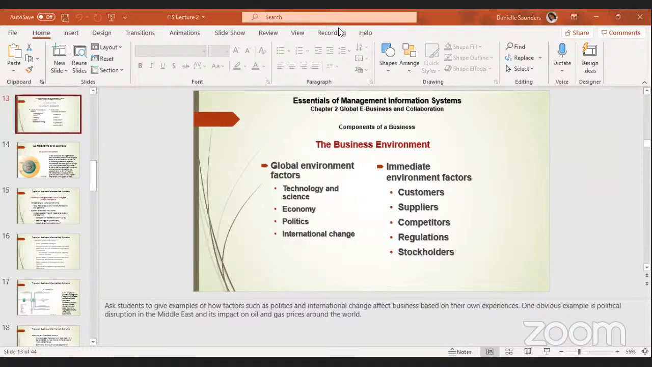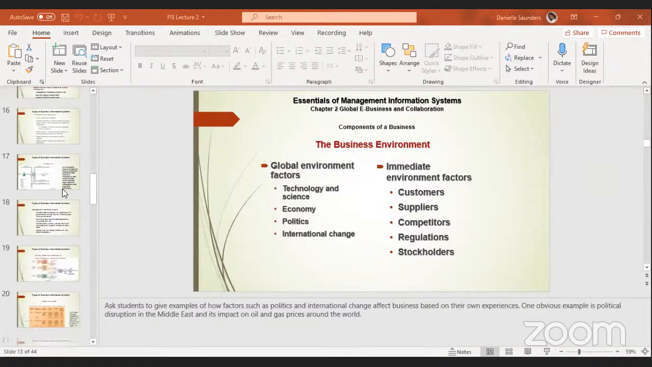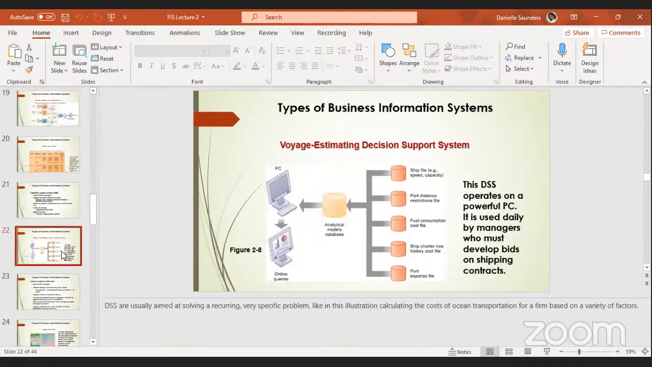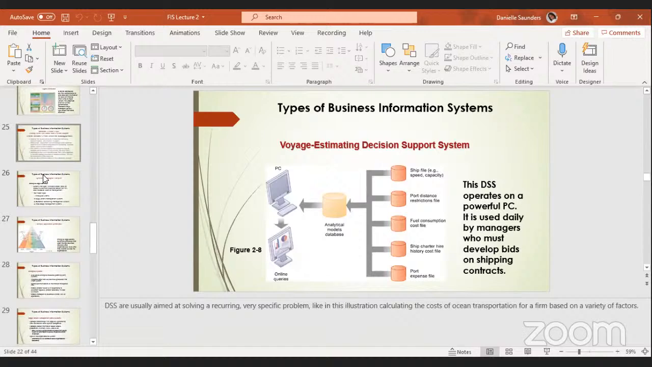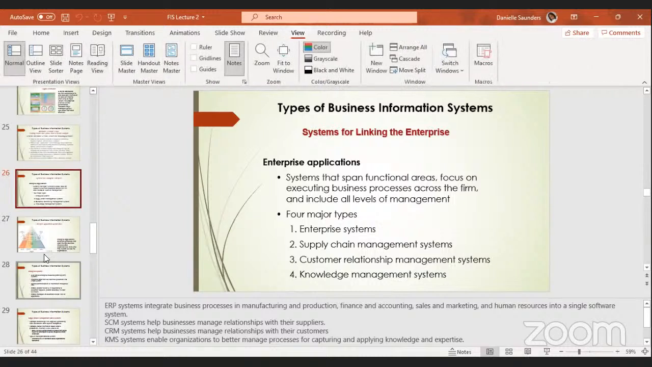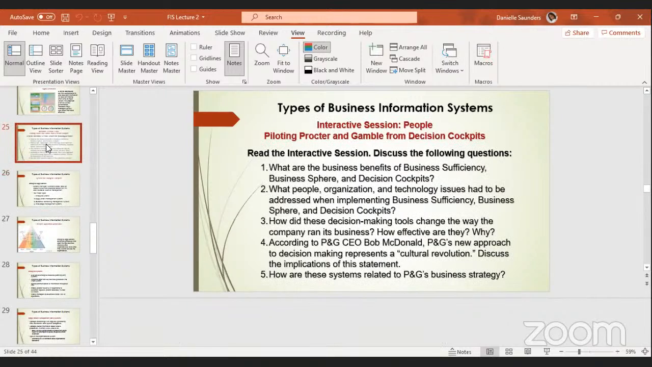Which slide were we on? I am not sure. Maybe it was the first one on enterprise. Pass that. I think it's 26. Pass that, the one before, I think, because it was when we just started enterprise systems, so it would be the slide right before that. Next slide. Yes, it's the next slide. So 26, he's right.